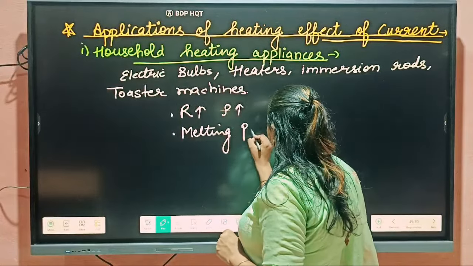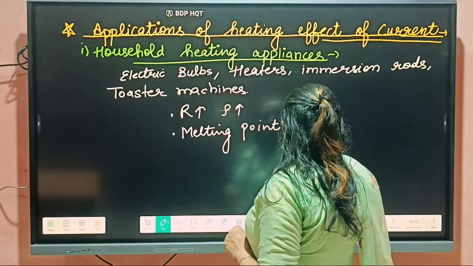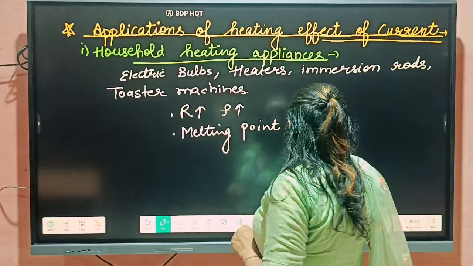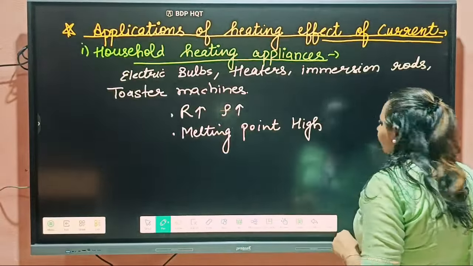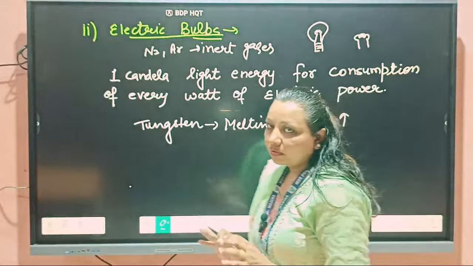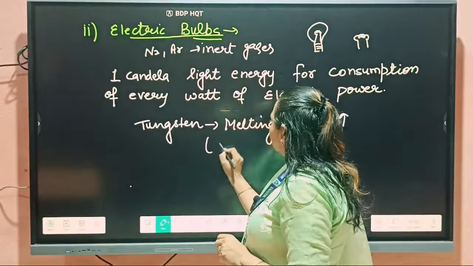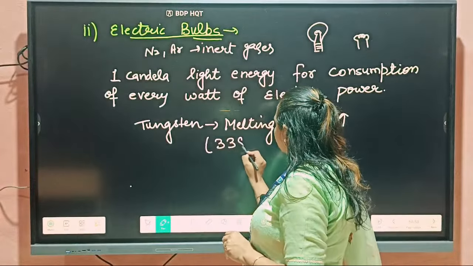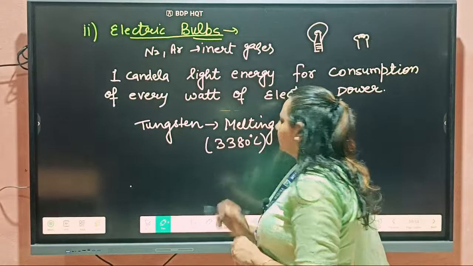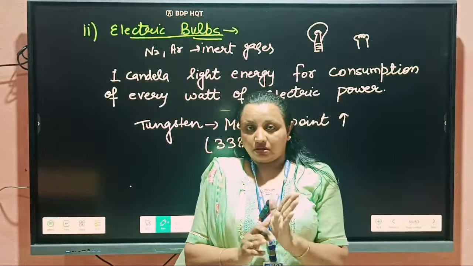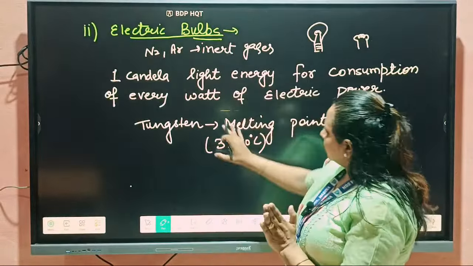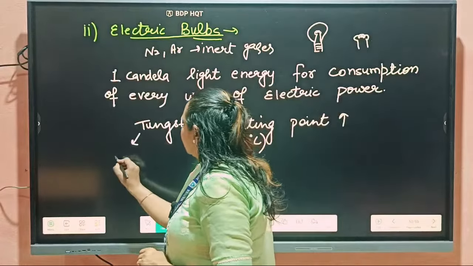Their melting point must be high, right? So here also the melting point of tungsten is 3380 degrees Celsius, that much. So tungsten is used as a filament.